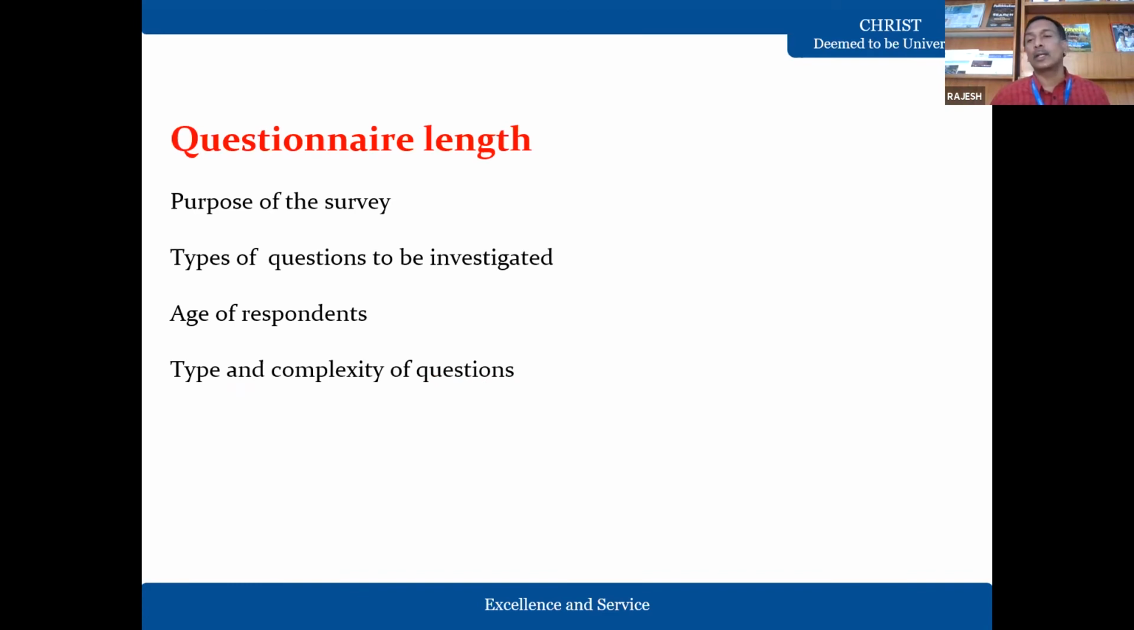Then there are the types of questions to be investigated. What kind of questions are you going to ask, and the age of the respondents? If your respondents are children aged 5 to 10, it's quite difficult for them to answer lengthy questions, so you should make it very short. Also the type and complexity of questions depend on the age, and on the specific audience you are going to conduct the research with. If you want to conduct something related to space science, you can't give such questions to ordinary people, right? And the number of questions you ask should also be understandable. So these are the important aspects that you should keep in mind while constructing the questionnaire to conduct the survey.